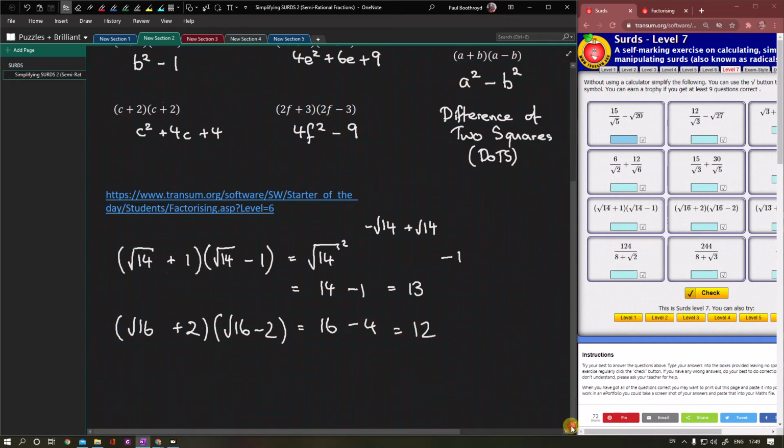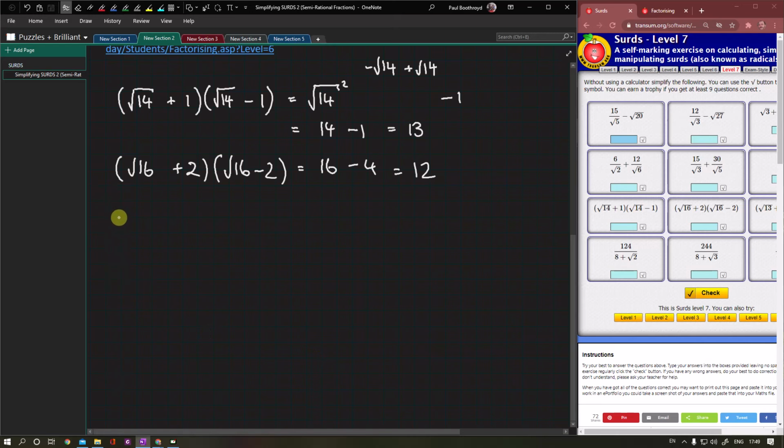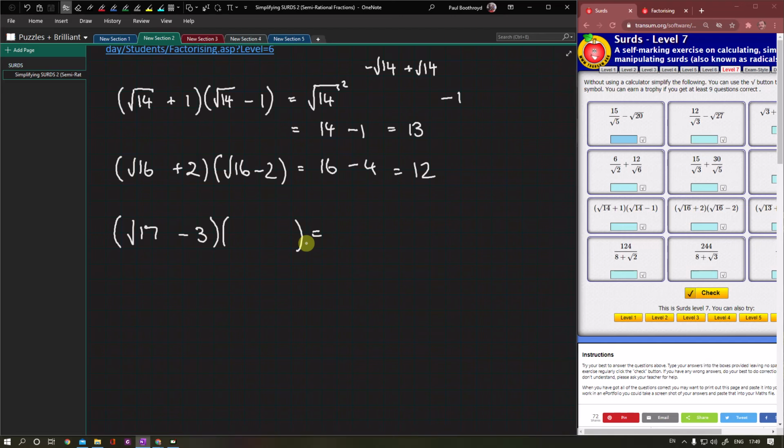So just ask a little question to yourself. What would you do if one of my brackets had square root of 17 and I had a minus 3? What would the other bracket be so that I can completely turn this into a rational number? No irrational parts at all. What would need to go in there?